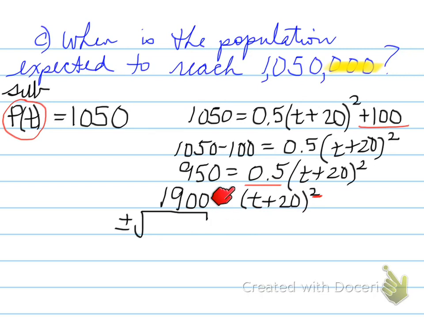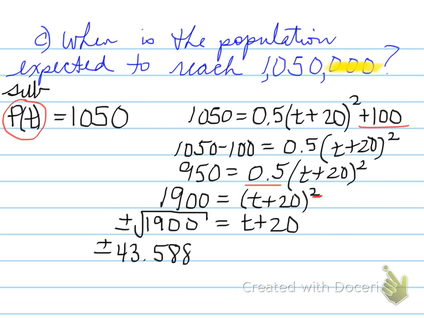One could have been negative and one could have been positive, so we have to include both cases. The square root of 1,900 is what we definitely need, is equal to t plus 20. Now we're taking the plus 20 and moving that over, folks, and we get negative 20. So now, how do I get these numbers here?